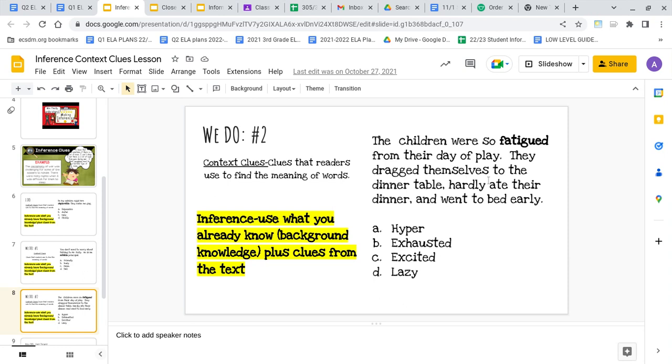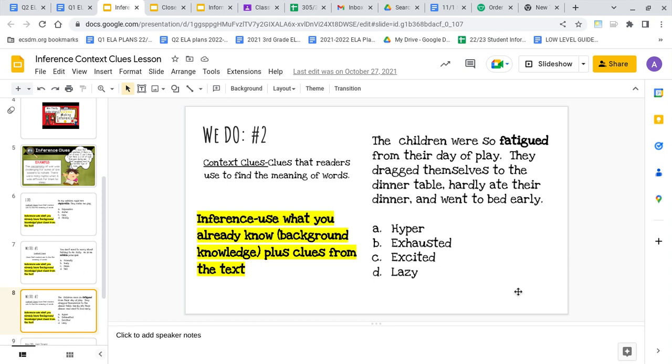Let's keep going. They hardly ate their dinner. So I know if you don't really eat, even if it's something that you like, something's not right. You're not feeling the best. And if you go to bed early, especially children, if a child goes to bed early, that means you have to be super tired in order to go to bed, or maybe you're sick and you need to go to bed early. So let's look at our choices.